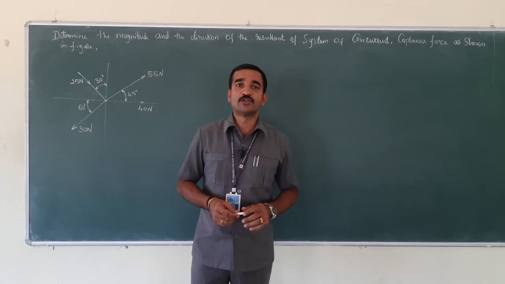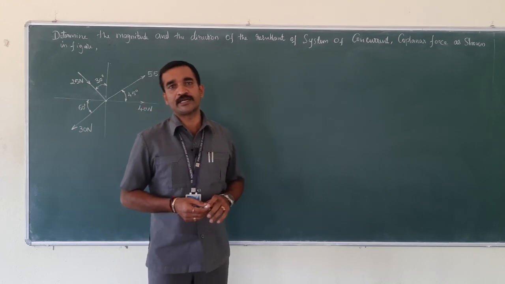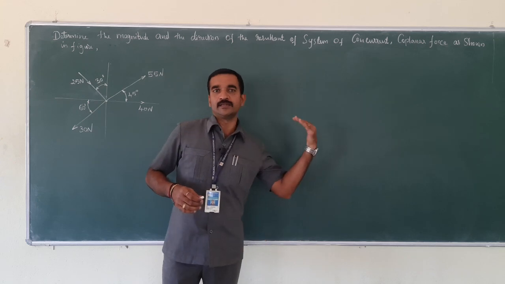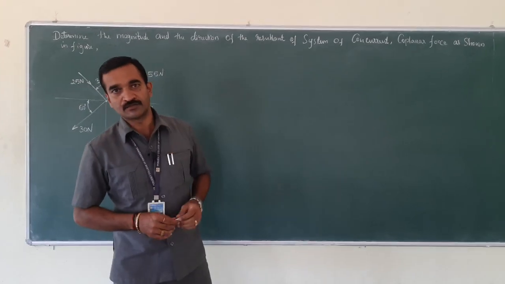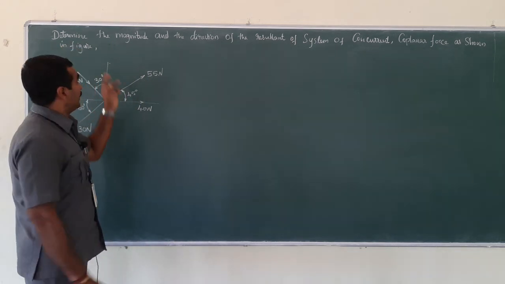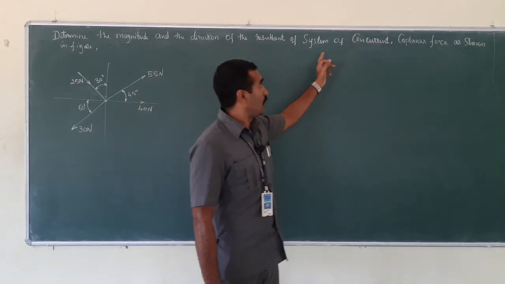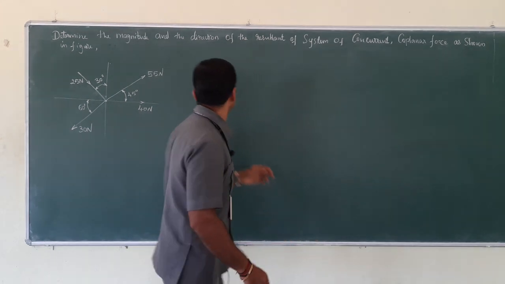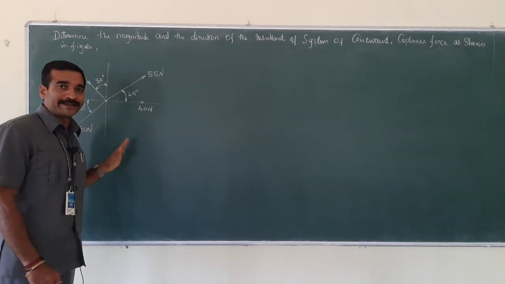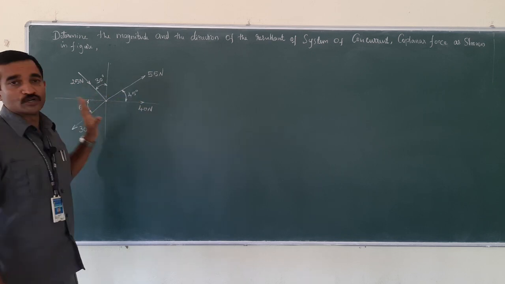For this lecture video session, I am going to teach you a problem from the first unit by using resolution of forces. Let me read out the question and help you understand what details are given and how to extract the input, that is the given data, from this question. It says, determine the magnitude and direction of the resultant of system of concurrent coplanar forces as shown in the figure, and it is given as the four quadrants where the 1, 2, 3, 4 forces are acting in it.